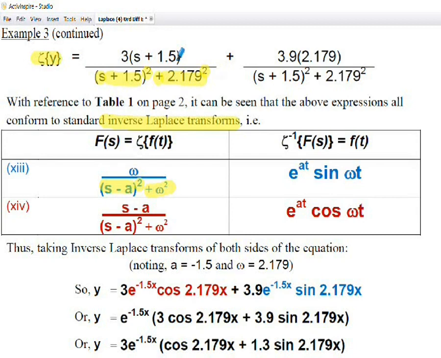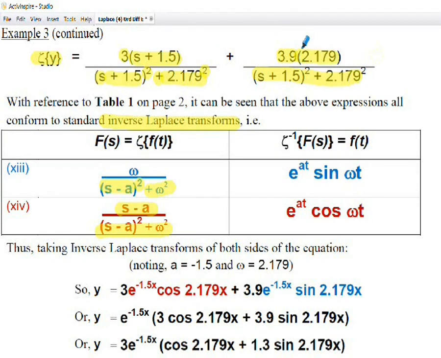We actually have an (s minus a) all squared plus omega squared format on both of our fractions. So there are two solutions in the table that fit the fractions we're looking at. If we look at the first fraction, with the 3 outside, the s plus 1.5, again we've really got this format here of s minus a. Our a will be minus 1.5 in this case, and the 3 is just a common factor we can take outside the Laplace function. And with the right hand side, we've got 3.9 times 2.179.